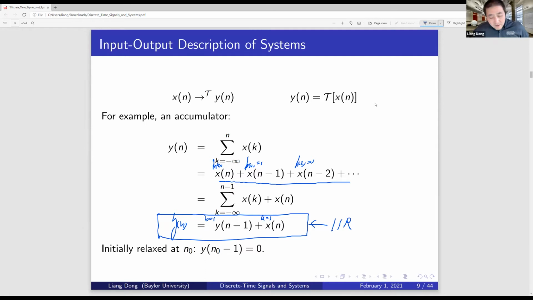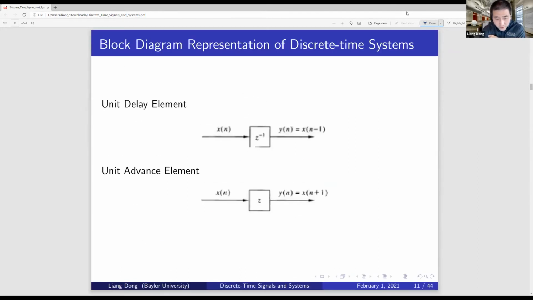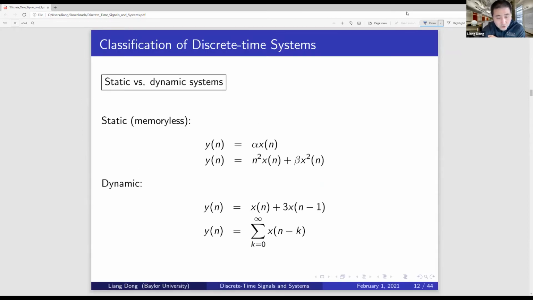So the benefit is that I reduce, sometimes dramatically, the number of coefficients. Later we will see this when we deal with systems, differential equations, and also in the transformation domain, the z domain.